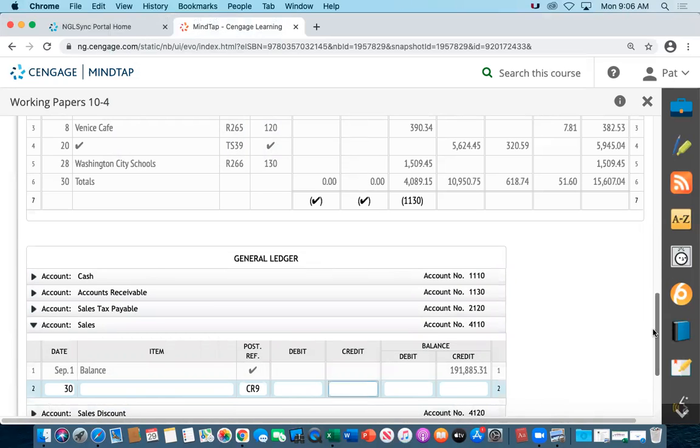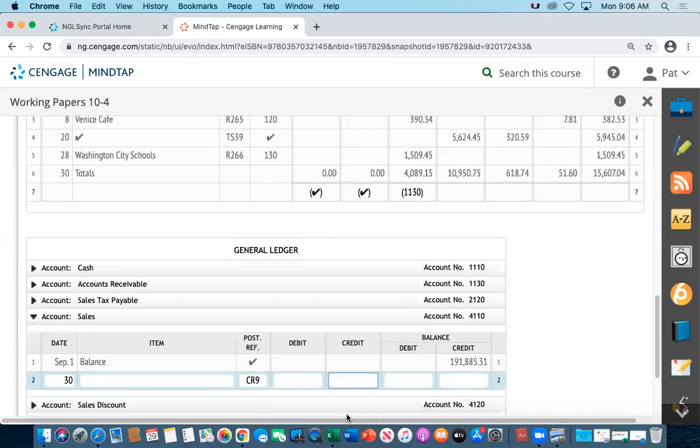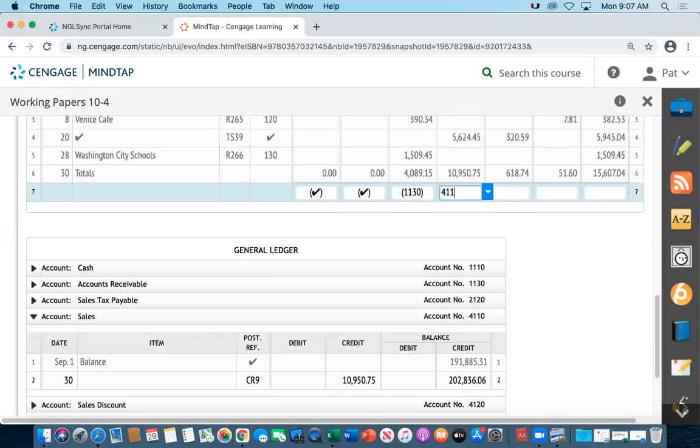CR9. We have a sales credit number of $10,950.75. You add that number and you get $202,836.06. And the last step is 4,010.